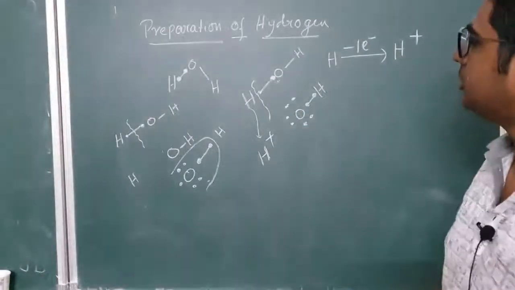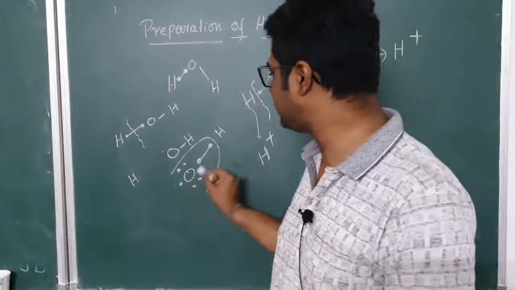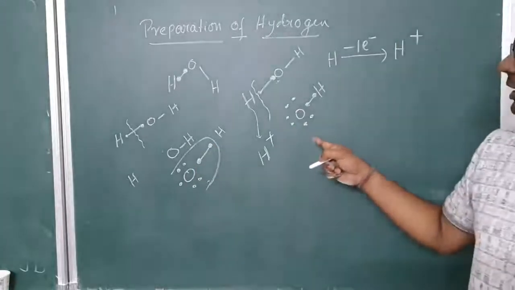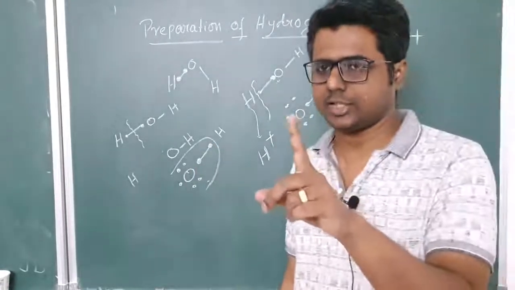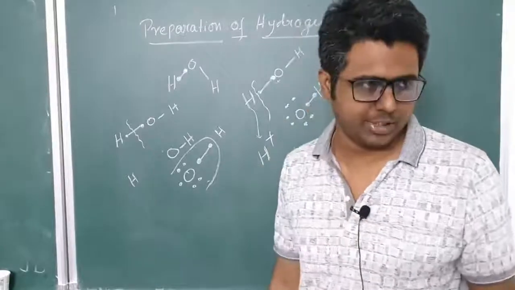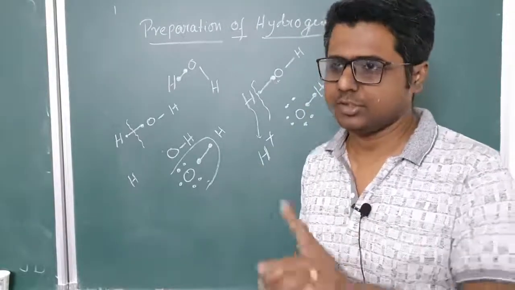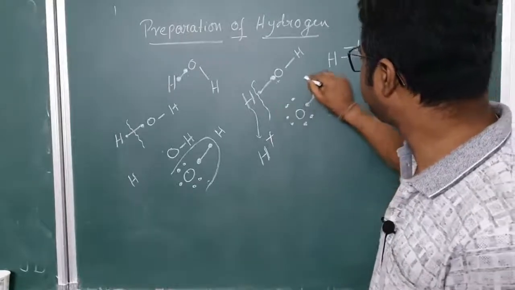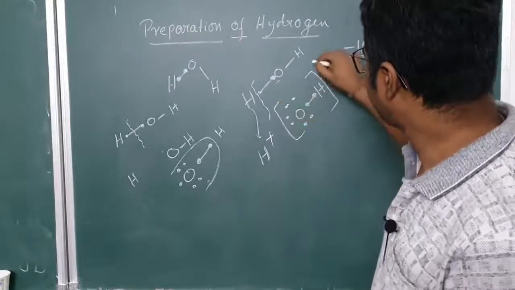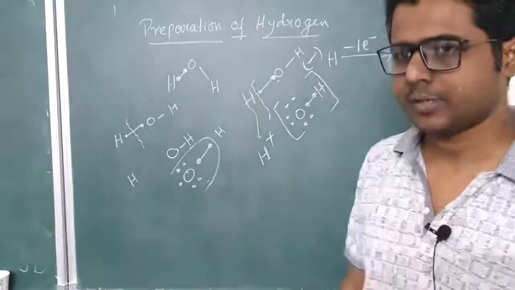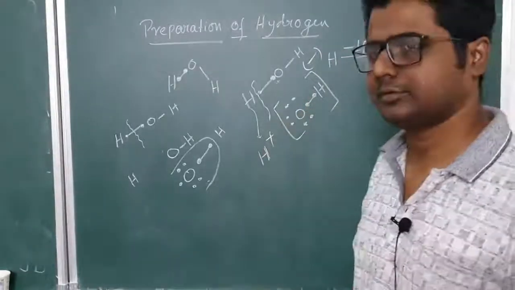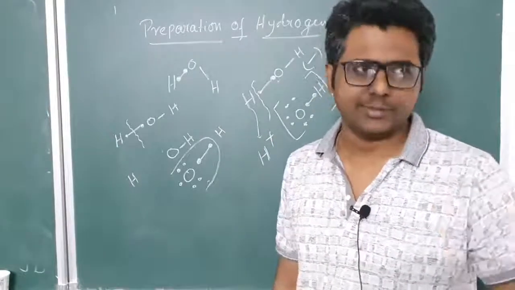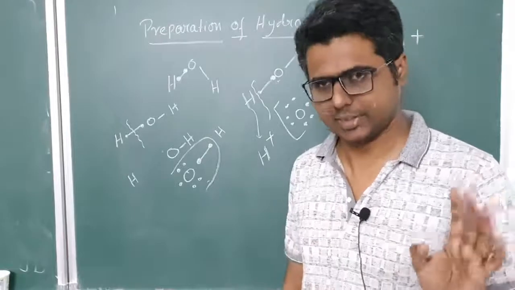So OH originally had how many electrons over here? Let's see, this oxygen, how many electrons did it have? 7. Now this oxygen has how many electrons? 8. So this oxygen has 1 electron extra than what it should have normally when it was individual. So if there is 1 extra electron, definitely there will be a negative charge. Hydrogen has given its electron to OH, so OH has a negative charge. So water is H plus OH minus. Okay?